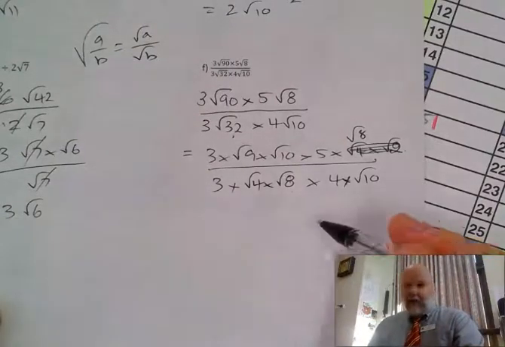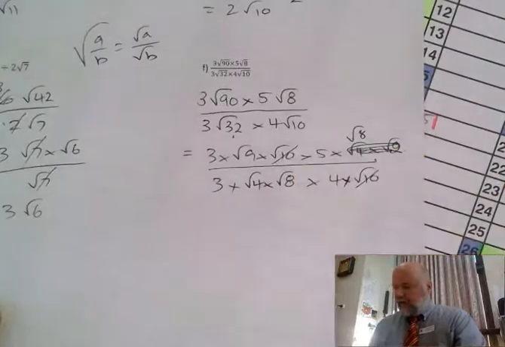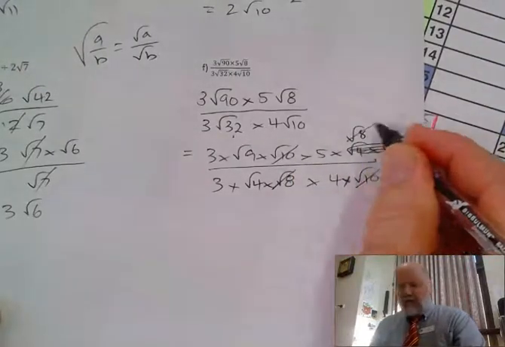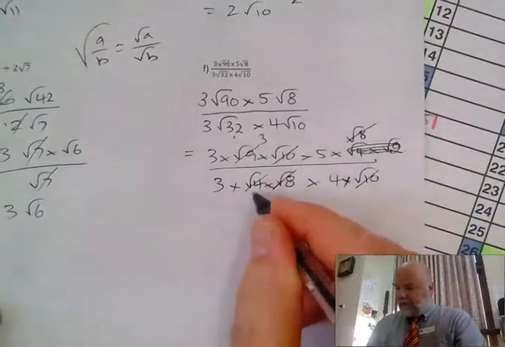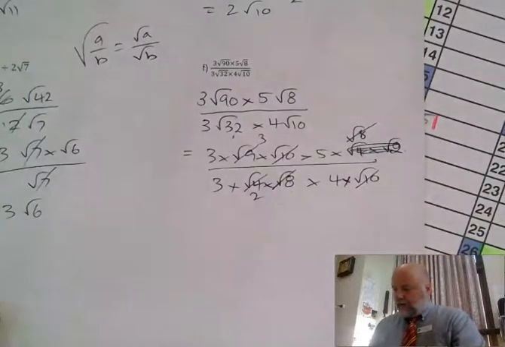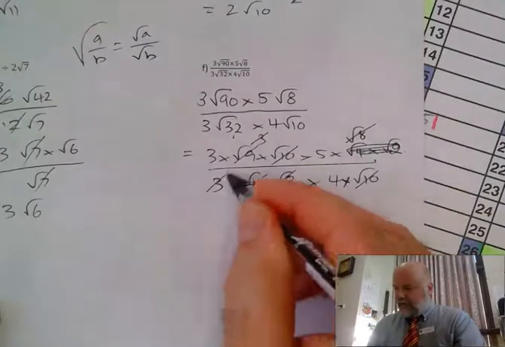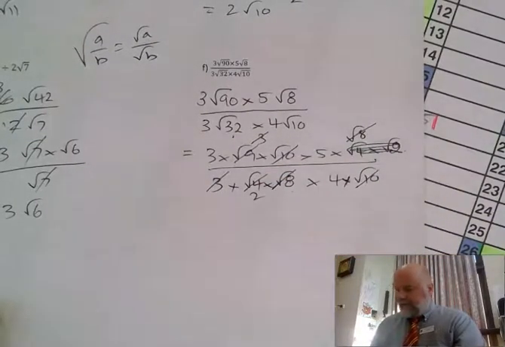Okay, so let's do some cancelling out. So that root 10 can cancel out with that root 10. That root 8 can cancel out with that root 8. This root 9 is really a 3. That root 4 is really a 2. What else can go in here? So that 3 can go with that 3. I think that's about it.